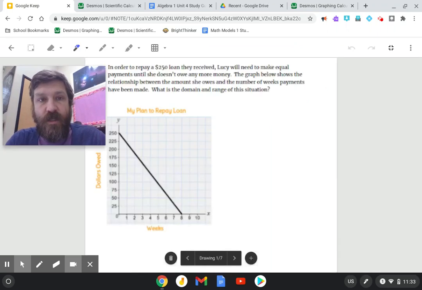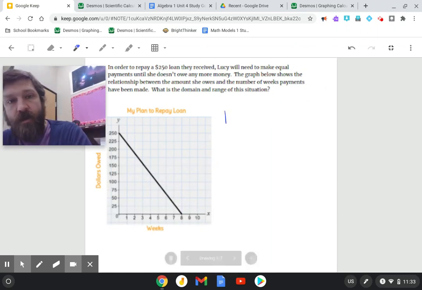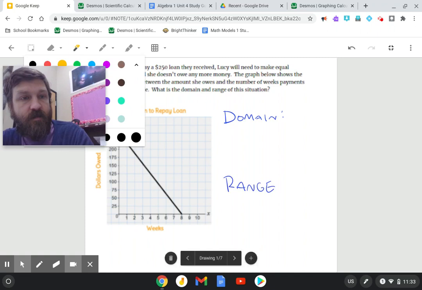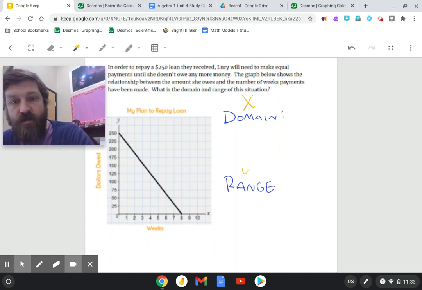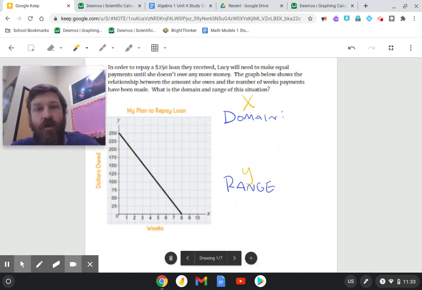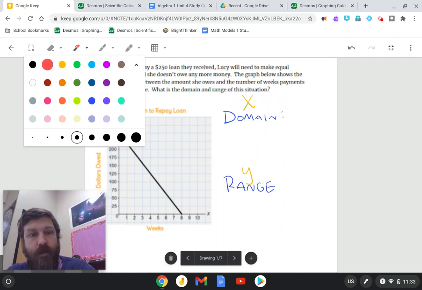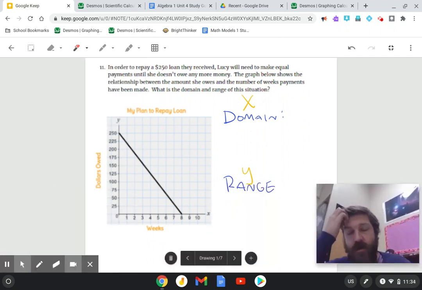Next one is a word problem dealing with domain and range. So they want to know the domain and the range of this situation. Okay, first things first. Domain always is dealing with the x, and range is always dealing with the y. So we know that our equations are going to say that. So then the question becomes, well, how do I know what the domain and range are? Well, looking at an equation like the one you see here, the domain is all the values on the x-axis.